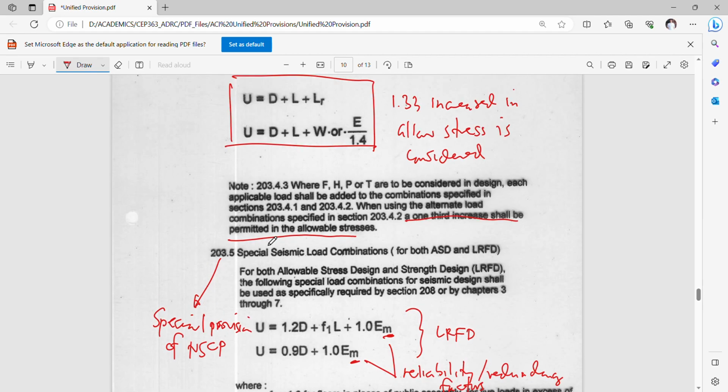So that's it for now on the NSCP comparisons of the load combinations. I'll explain to you further some of the important notes here that I have not explained in my next video.